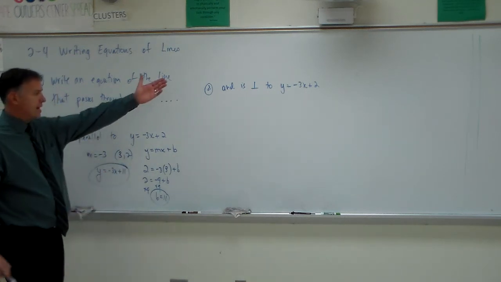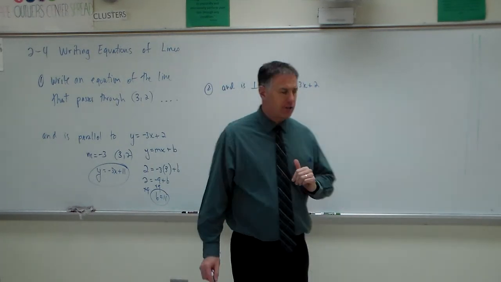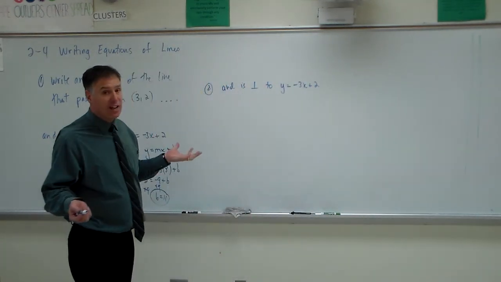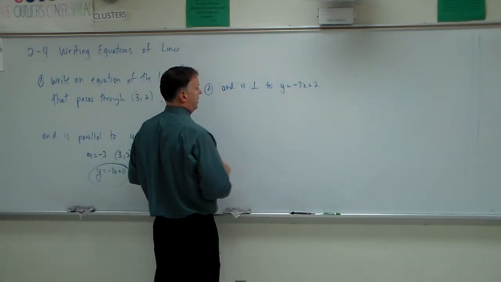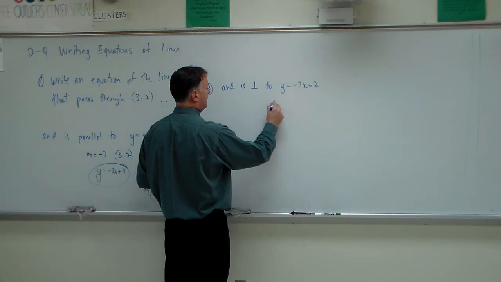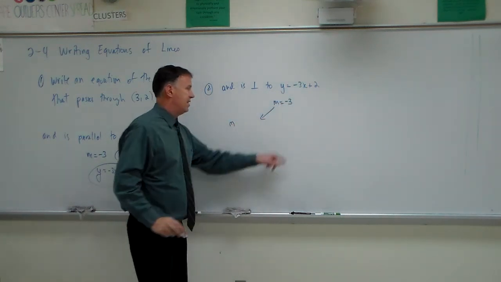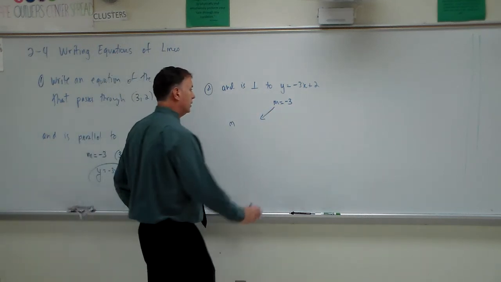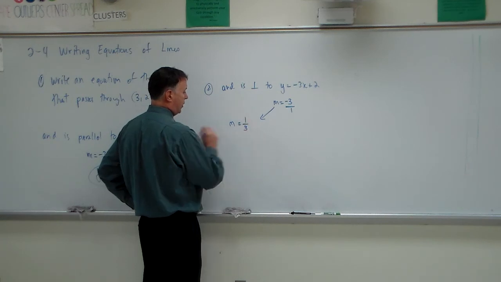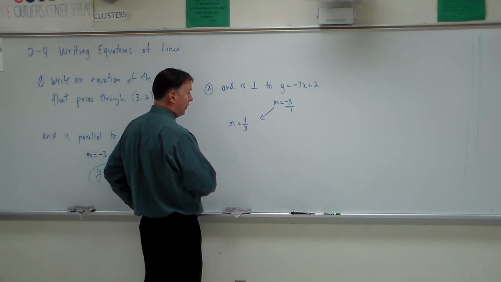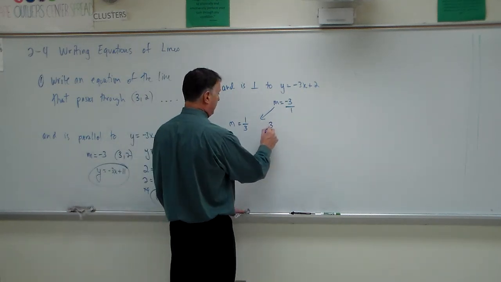Okay? We go over here. Two things we need for an equation of a line, slope and y-intercept. In this one, they don't give me either of them again. However, they tell me it's perpendicular to this. So the slope of this line is negative 3. The slope of my new line is the negative reciprocal of that. So I take the negative reciprocal, and that's going to be 1/3. Okay, m equals 1/3. And then my point is the same, passing through 3, 2.